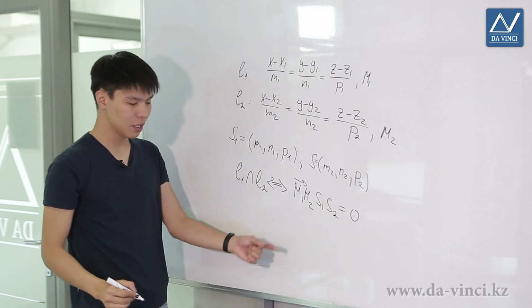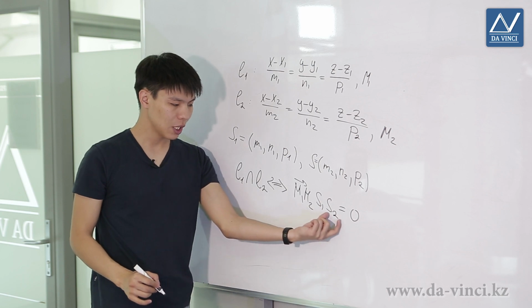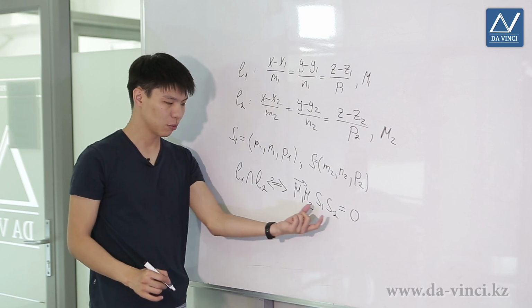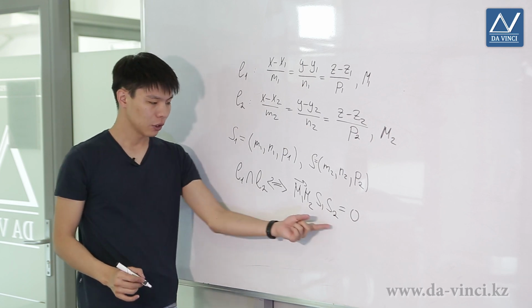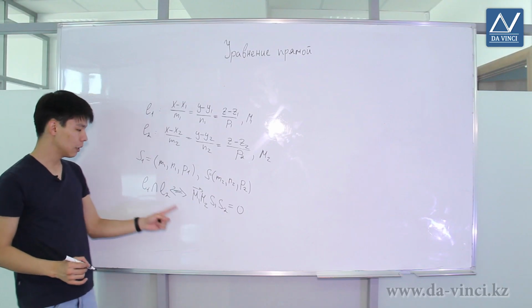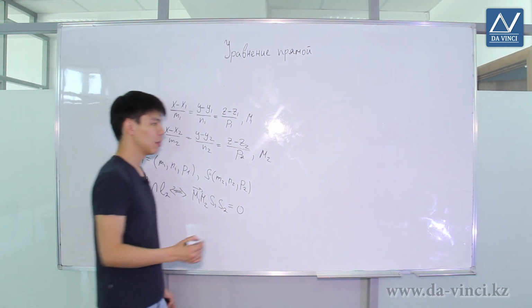Let me remind you how we can find the mixed product. We need to find the cross product of the first 2 vectors, and then we multiply the result by the second vector scalarly. Or we can multiply the next 2 vectors first, and then multiply the result by the first vector scalarly. So, if this mixed product is equal to 0, then these lines L1 and L2 intersect.